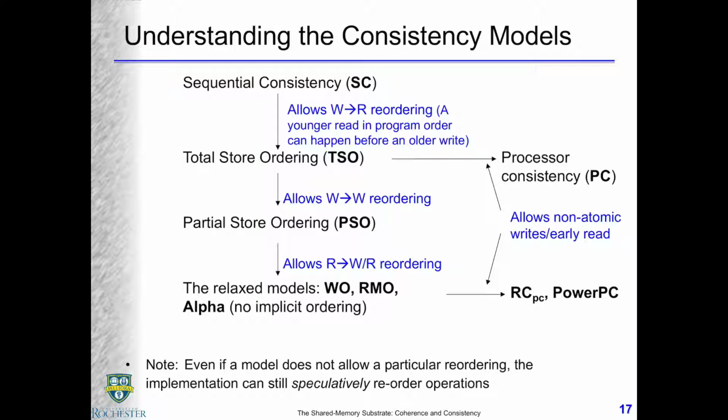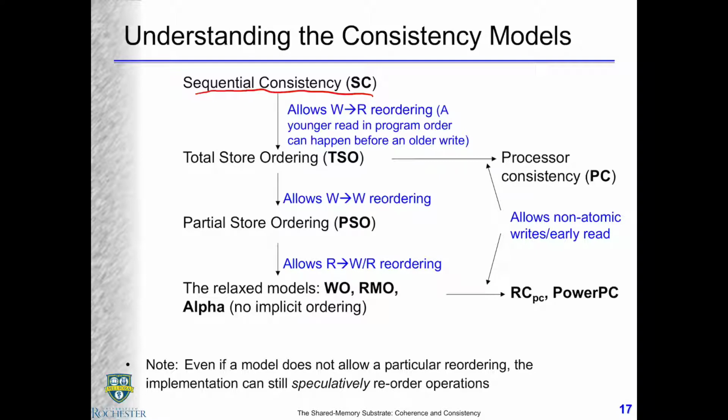So we started with the more restrictive model, the sequential consistency. Here, you cannot reorder accesses. Okay? Every thread has to go in program order, and at any point, only one memory transaction can happen at a time. At least that's the model.